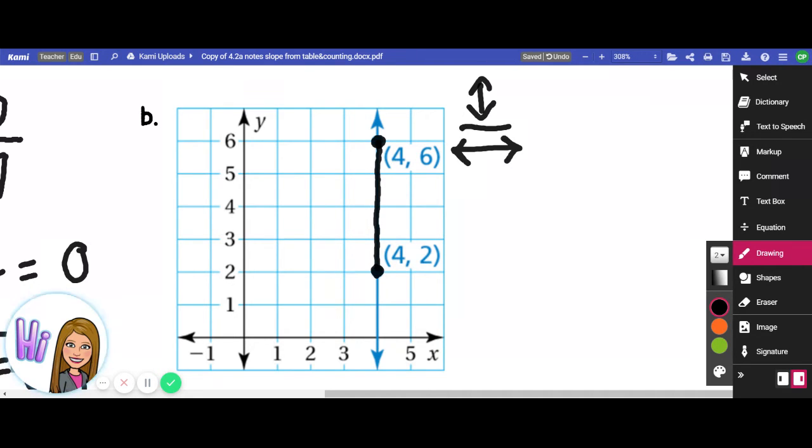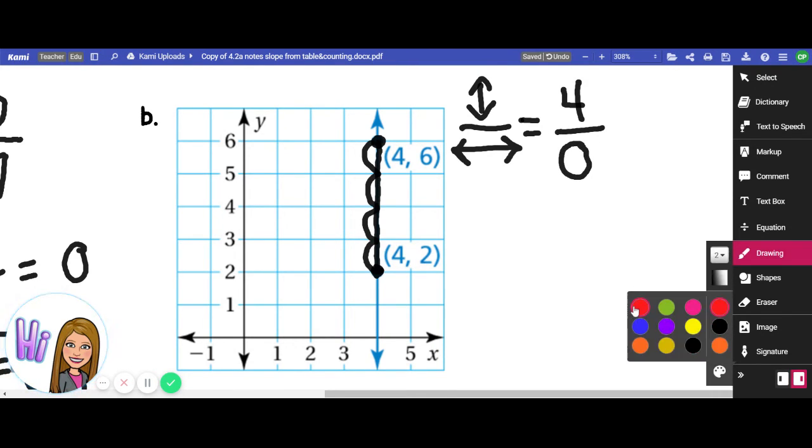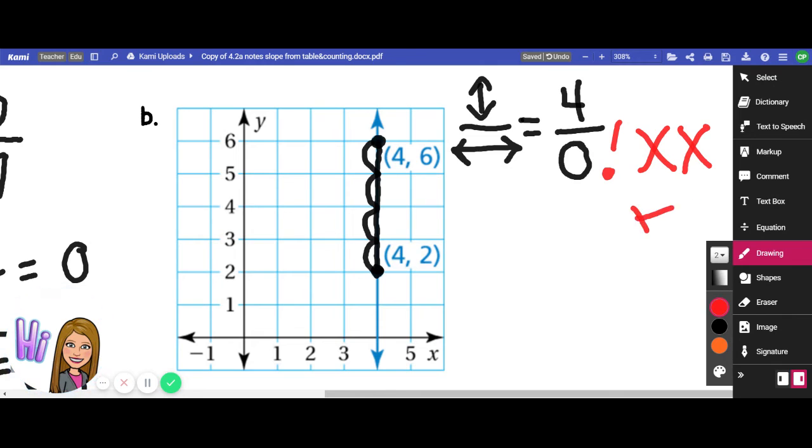So when I think about my rise, I'm actually either falling or rising. You can't really tell, but that would be a change of 4. But then when I think about how far am I running, I'm not running anywhere. I'm staying at 4. So my running is 0. So in the mathematics world, we are not allowed to divide by 0. So this is why we call it undefined.